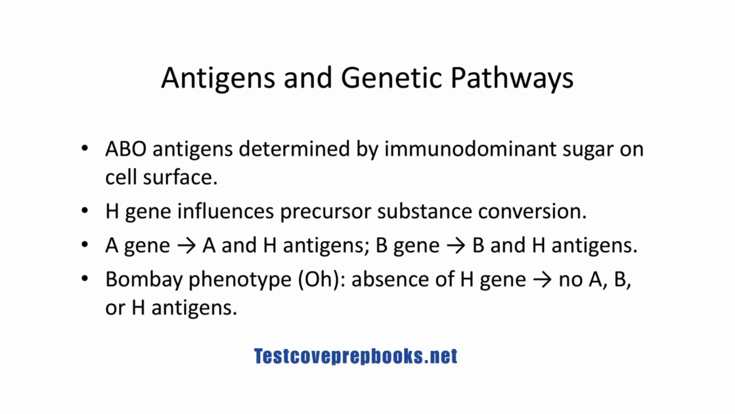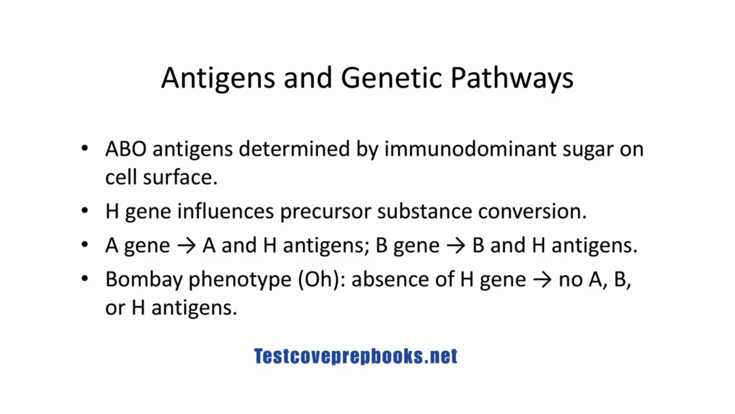Antigens and genetic pathways. ABO antigens are determined by the immunodominant sugar present on the cell surface. The genetic pathway begins with a precursor substance, which is influenced by the H gene. If the H substance is present, it can be modified by the A gene to produce A and H antigens, or by the B gene to produce B and H antigens.